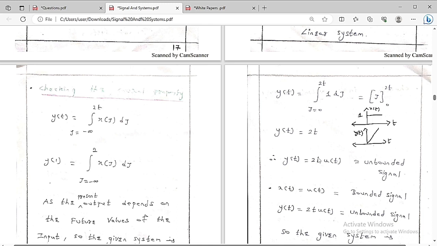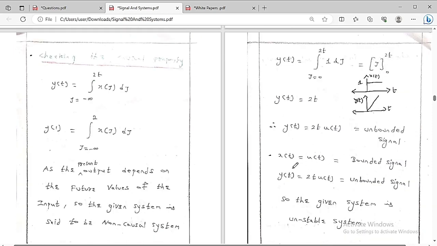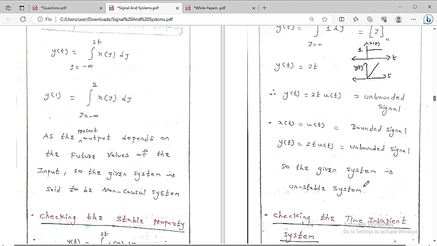Therefore, we can say that for every bounded input, if we get a bounded output, then only the system is stable. But in this case, as we get an unbounded output, the given system is said to be an unstable system. The input x of t equal to u of t is a bounded signal, while the output y of t equal to 2t into u of t is an unbounded signal. So the given system is unstable.